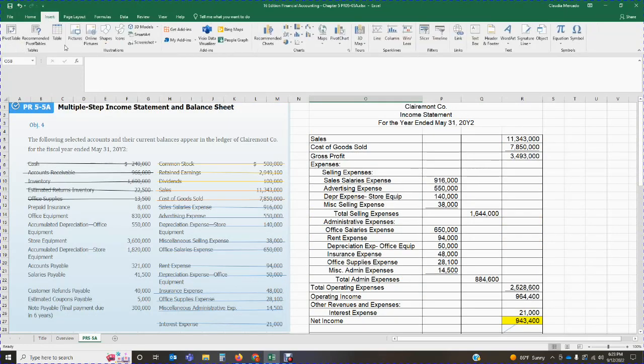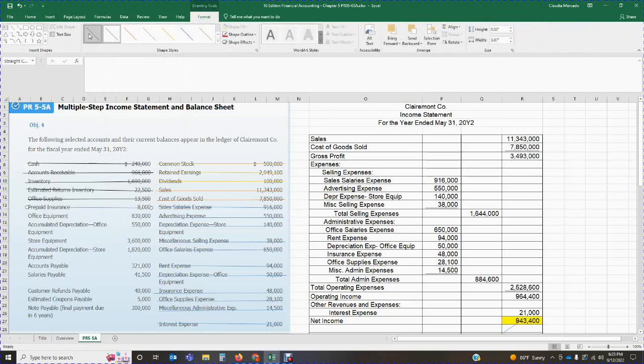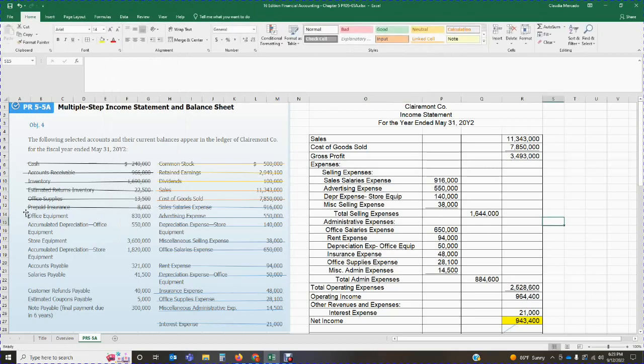Let me mark this off. Okay, the next item we have is office equipment, $830,000. Okay. Remember, if it's something that's going to last us longer than a year, we put it in the category property, plant, and equipment. So from here down, we have a new section that we're going to use.